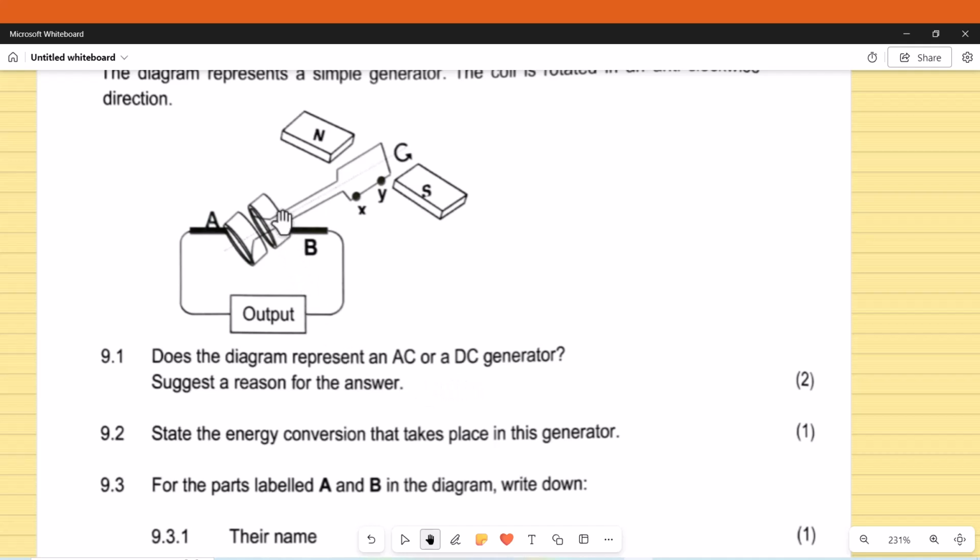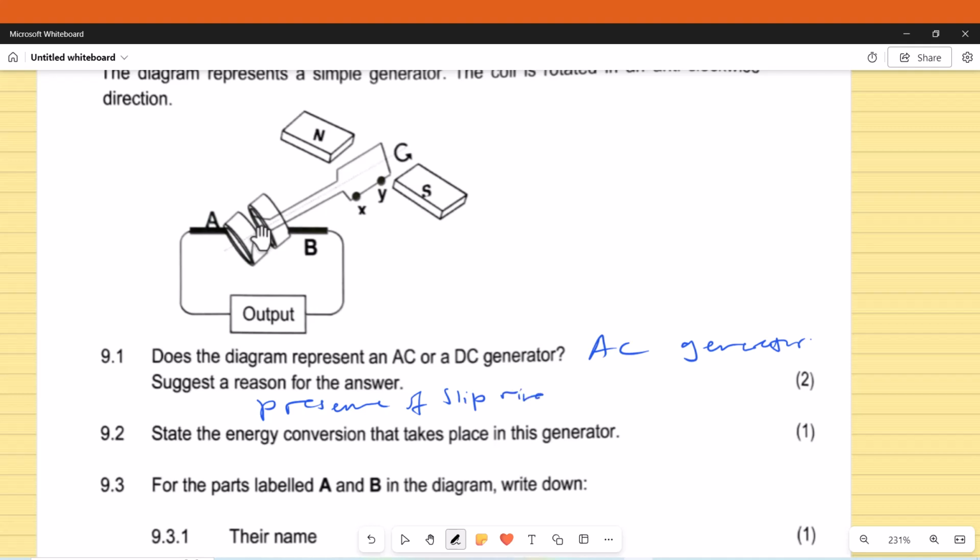Now, if you check what we have here, these are slip rings. Because of the slip rings, this is called the AC generator. So we say this is an AC generator. Then the reason: presence of the slip rings.